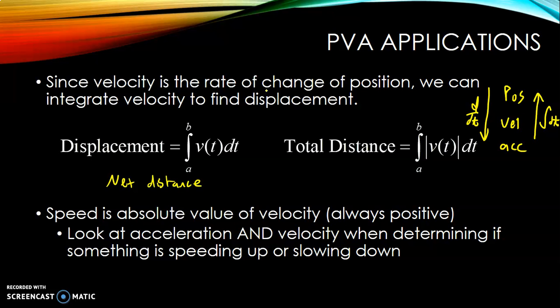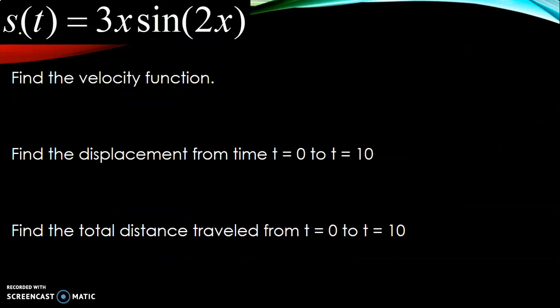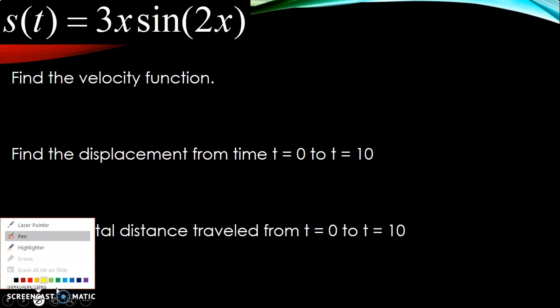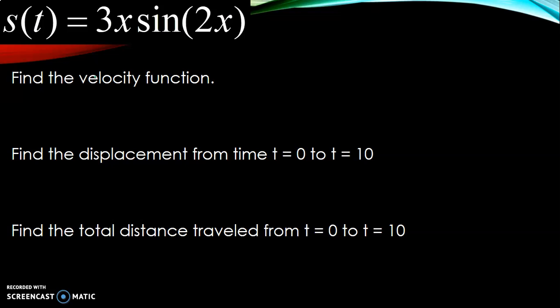So for this video, we're going to be focused on this position function. So the position is equal to 3x sine of 2x. All right, the first thing we want to do is find the velocity function. So to find the velocity function from the position function, we would take the derivative.